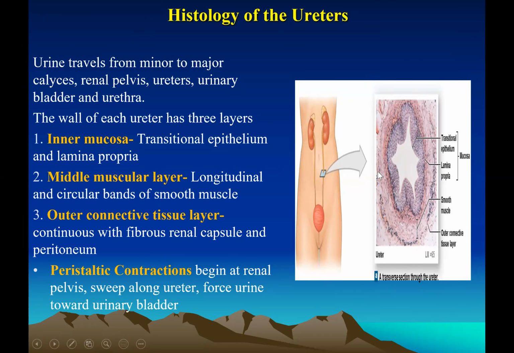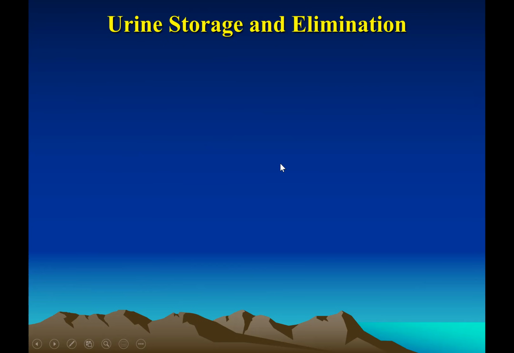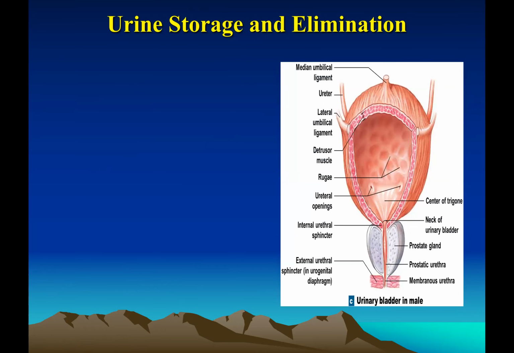So peristaltic contractions will start at the renal pelvis, and it will sweep down the ureters, pushing the urine down into the bladder. So let's look at the bladder now. Interesting structure here. The bladder is hollow. The muscle that makes the bladder is called the detrusor muscle, and it is a reservoir. That means a storage area for urine.